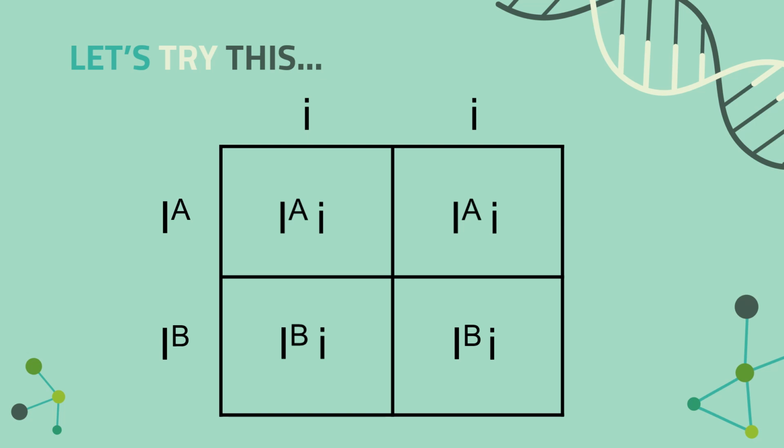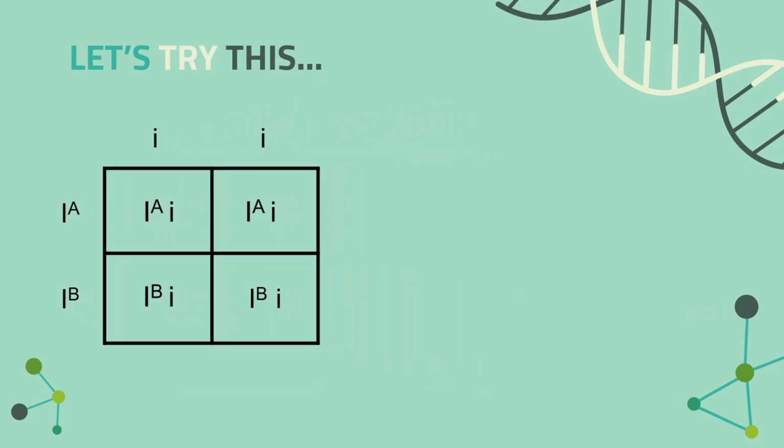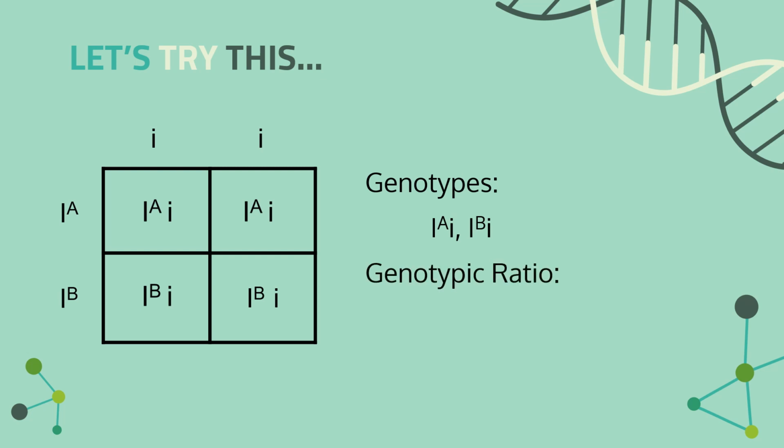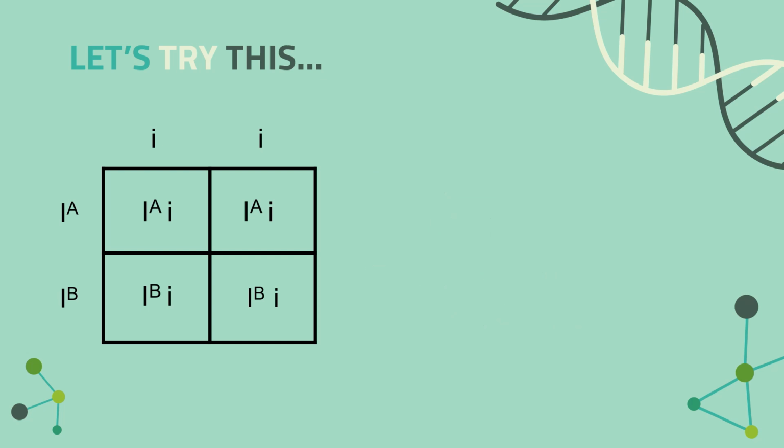Now, let's interpret the answers that we've got. Based on the Punnett square, the genotypes are the following: uppercase I^A, lowercase i, and uppercase I^B, lowercase i. As for the genotypic ratio, both are 50%. For the phenotypes, we need to take note that uppercase I^A and uppercase I^B are dominant over lowercase i.